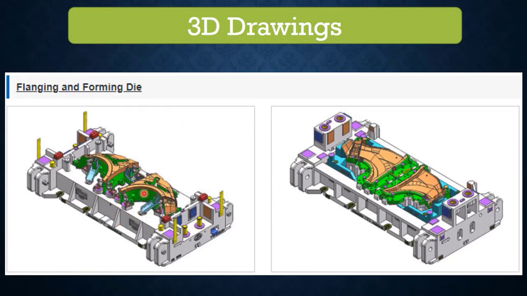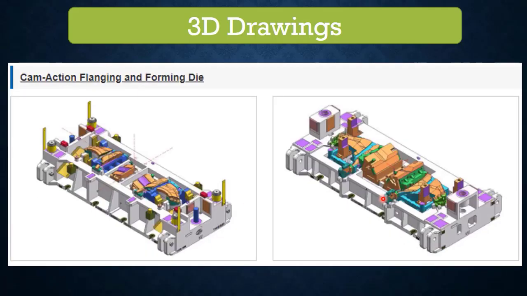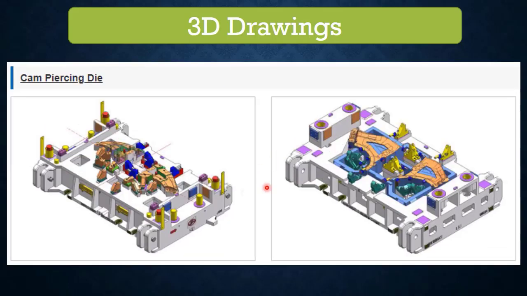So the outer flanges get flanged, and there is a restrike also happening, and then the cam action, flanging and forming die. So the flange joggles are made in the cam flange, and then cam piercing: the holes which are on the sides, you can see the cams are given, and then the cams are used for piercing.